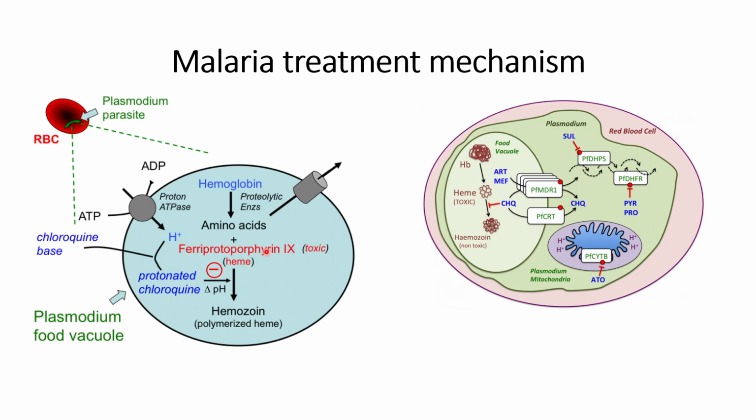The same thing is mentioned here: hemoglobin is converted into heme, which is toxic, and then it is polymerized into hemozoin, or polymerized heme. However, there are some ways by which malaria gets resistance towards chloroquine. Two ways are mentioned here: PFCRT and PFMDR1.